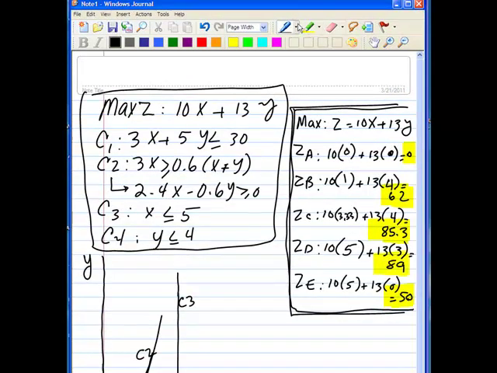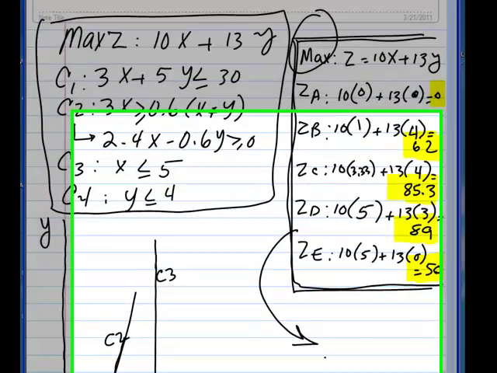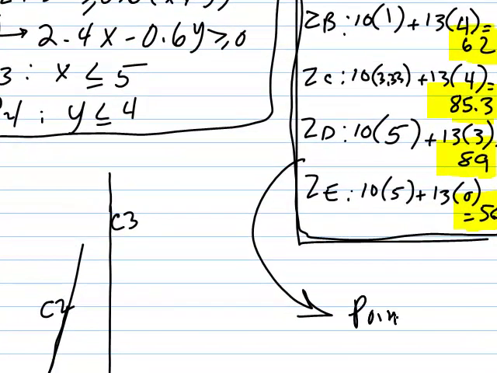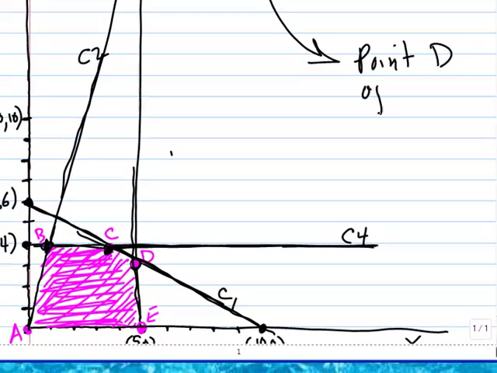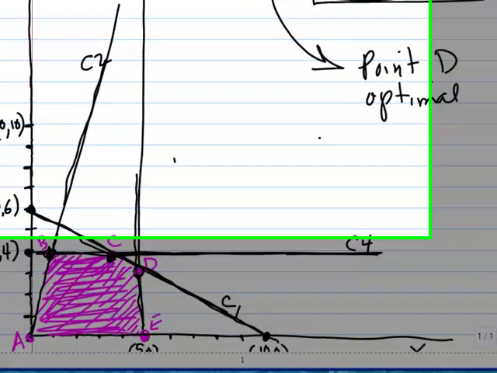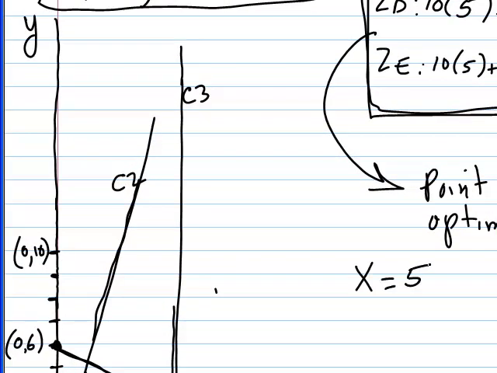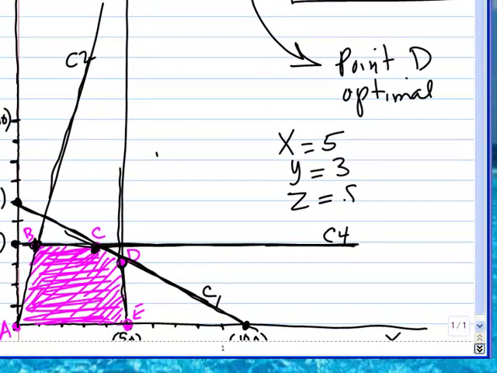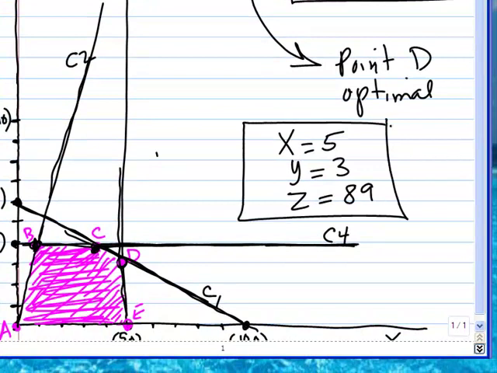So I have solved all of my corner points. Because I'm maximizing, the maximum value occurs at point D being optimal. So my optimal solution is x equal to 5, y equal to 3, and my optimal z is equal to 89, which is the maximum value.